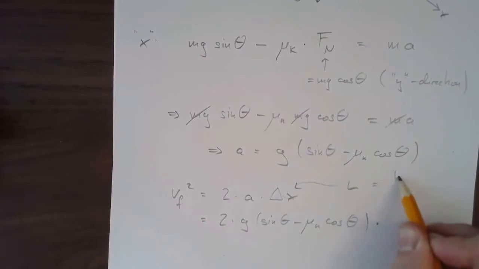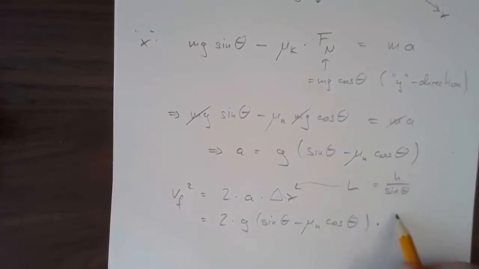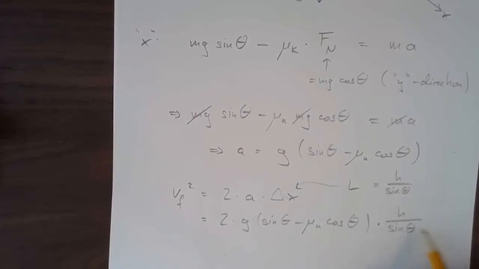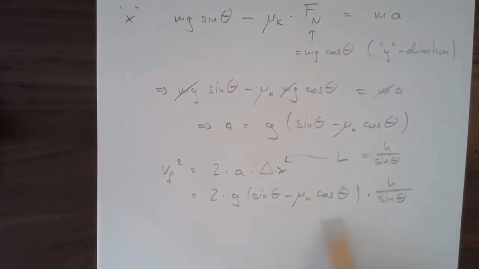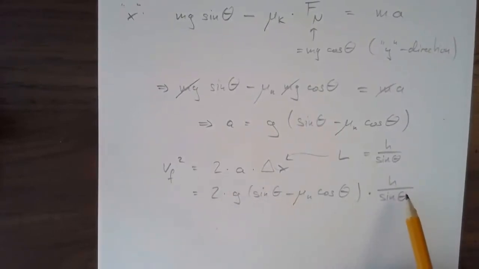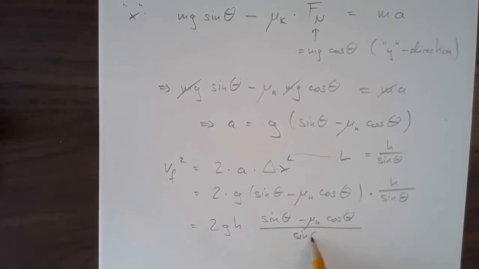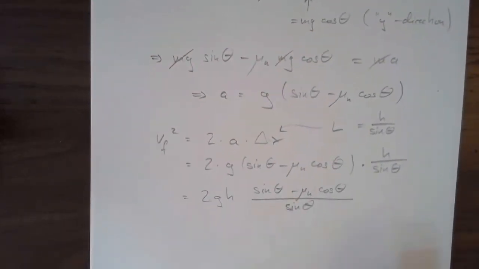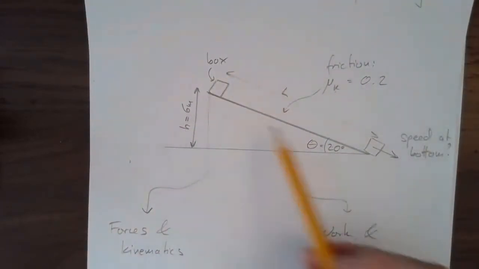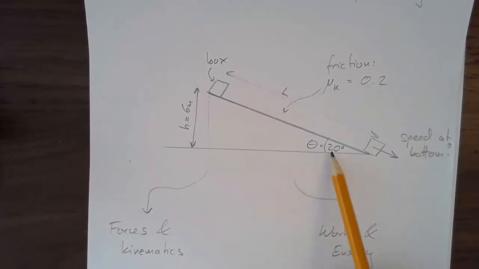So, write this down. I'm going to plug this in here. And that allows me to then put it all together, and I get that this is 2gh times (sine theta minus mu k cosine theta) divided by sine theta. I can leave it like this. Then I can plug in some values. If you plug in the values given in the original problem, height 6 meters, mu k 0.2, theta being 20 degrees.